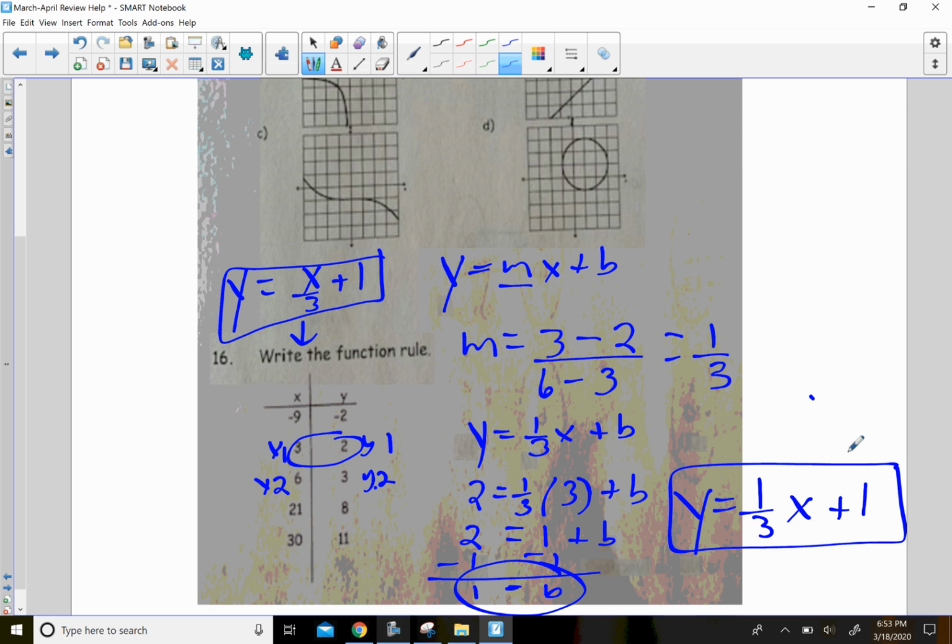So I can find it using slope and y-intercept, or we can find it with that guess and check. Could I find a pattern in the table to figure out my y and then continue that pattern and check it in all of them?